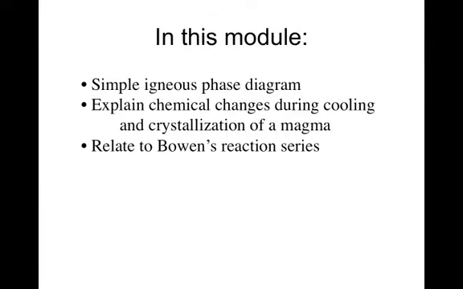In this module, I'll show you a simple igneous phase diagram that I'll use to explain chemical changes that occur during cooling and crystallization of a magma and relate it to Bowen's reaction series.